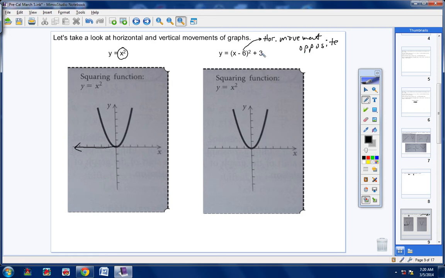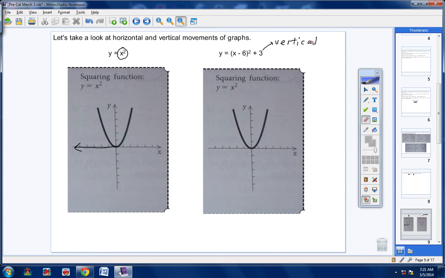So whenever there's a number being added or subtracted directly to the x, like this, that's going to be a horizontal movement. Now, when there's a number being added or subtracted to the end of the function like this, not directly to the x, that is a vertical movement. And those do move the way you think they would. In other words, it's a positive 3, so the graph is going to shift up 3. If it was a negative 3, the graph would shift down 3 units.